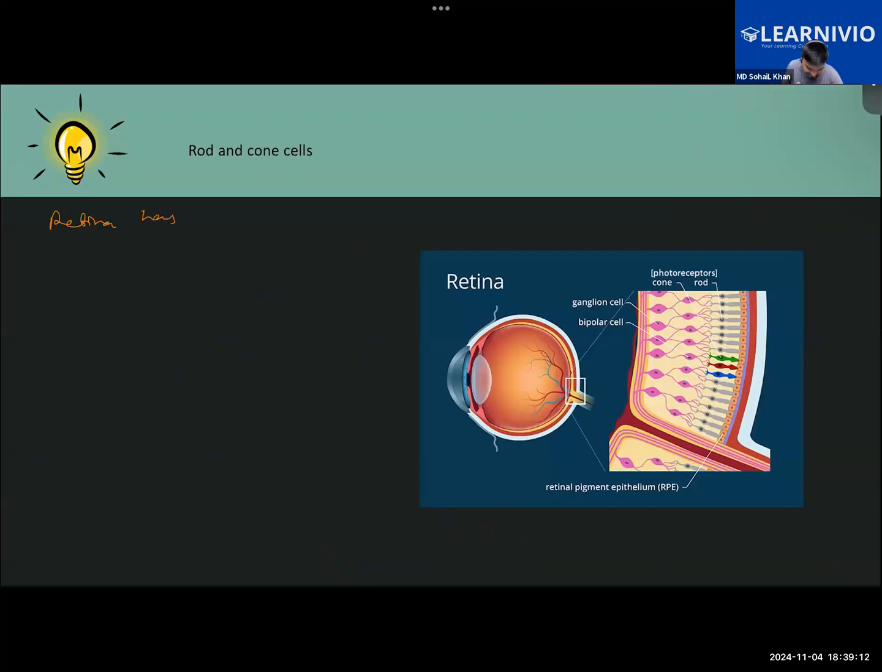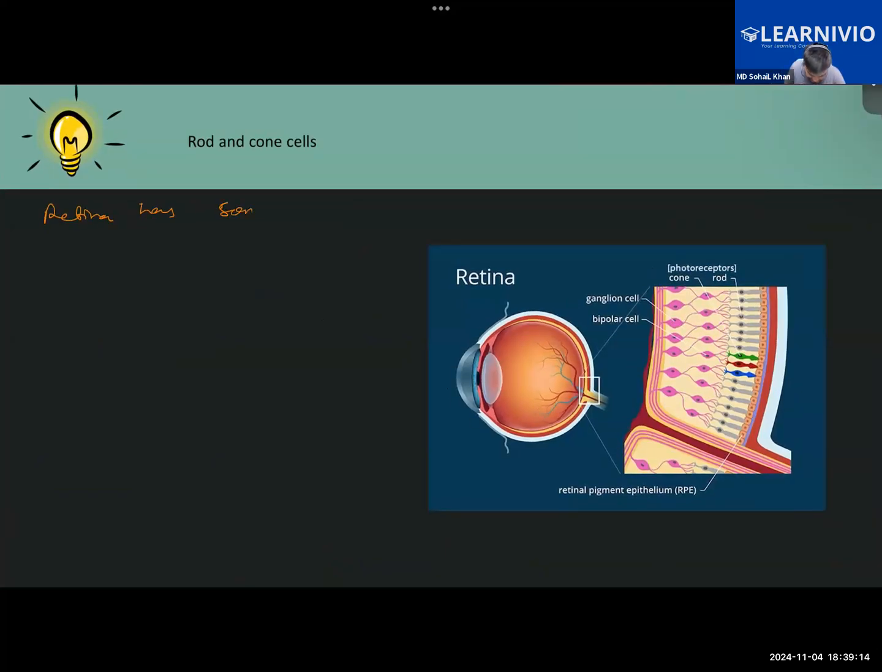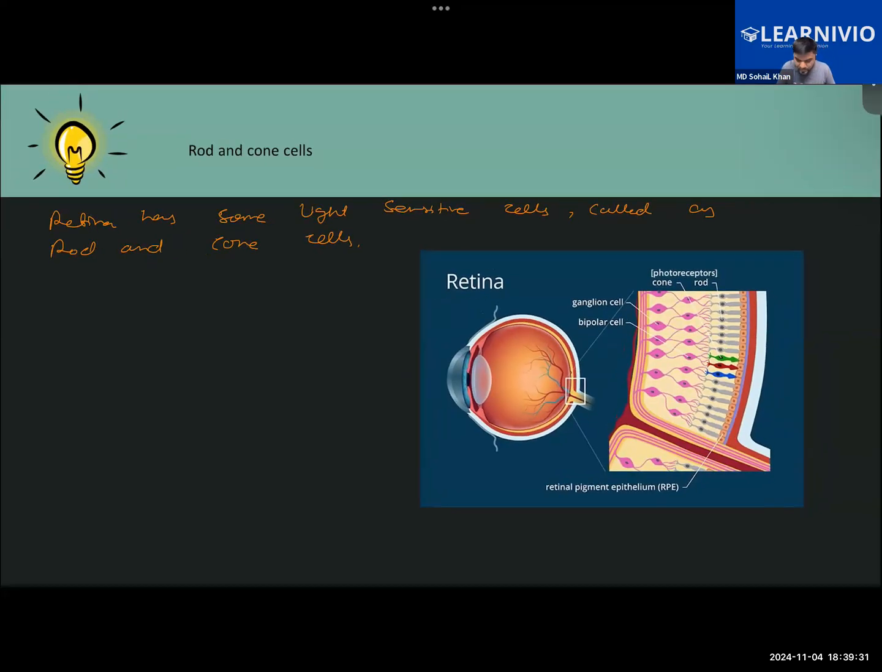Yes. So the retina has some light sensitive cells called rod and cone cells. Okay. So when we look at the structure of the retina, you guys can see some cells here. You guys can spot some of the cells here.